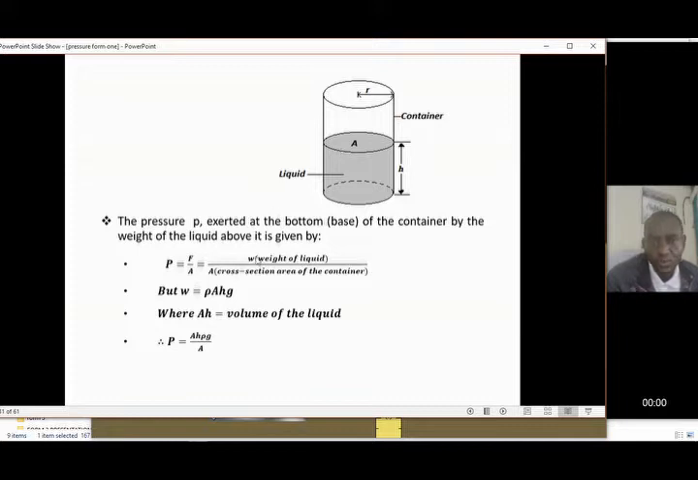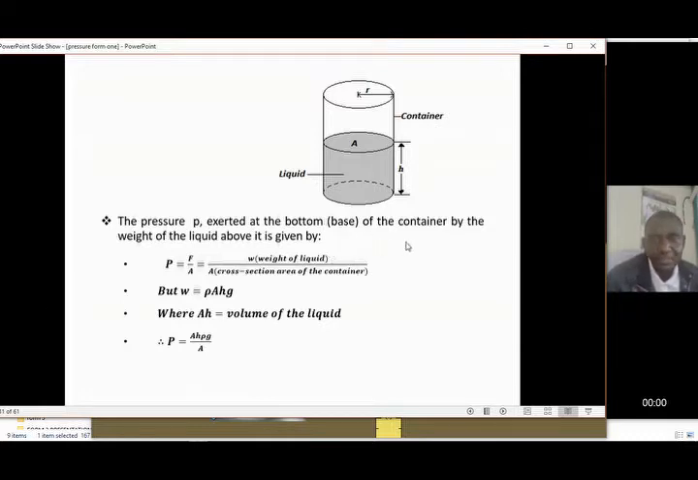So, weight of the liquid divided by the cross-sectional area, πR². Now, how do we get the weight of the liquid? We always know that density is equal to mass over volume. We must get the mass of the liquid. After getting the mass of the liquid, then we get the weight of the liquid.